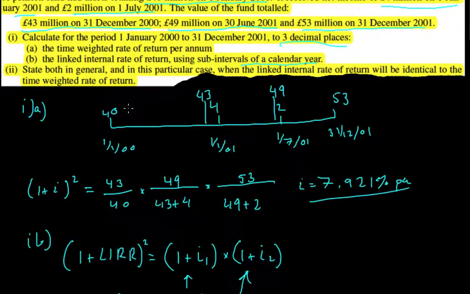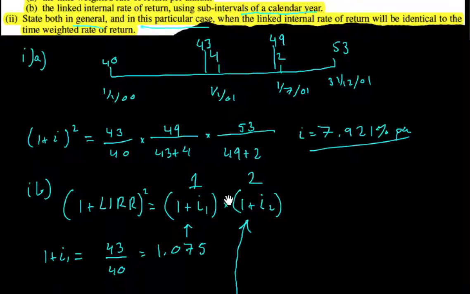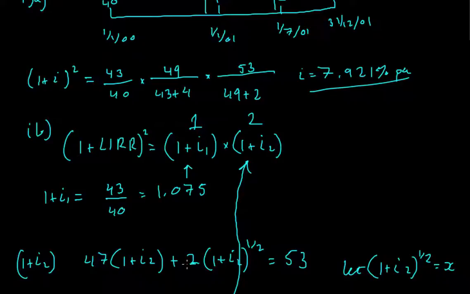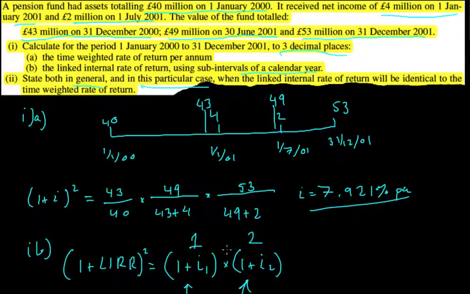So what else does it want us to do? State both in general and in this particular case, so that's 2 bits, when the linked internal rate of return will be identical to the time-weighted rate of return. They're going to be identical when the sub-intervals match. Now, it told us in this case that it wants us to do it in the situation of a calendar year. So what we really did is we assumed that this is year number 1, this is year number 2, even though we did do some calculations of the payment that came in the middle of the year, but we're only doing 2 sub-intervals, whereas in the time-weighted rate of return, this is 3 sub-intervals.